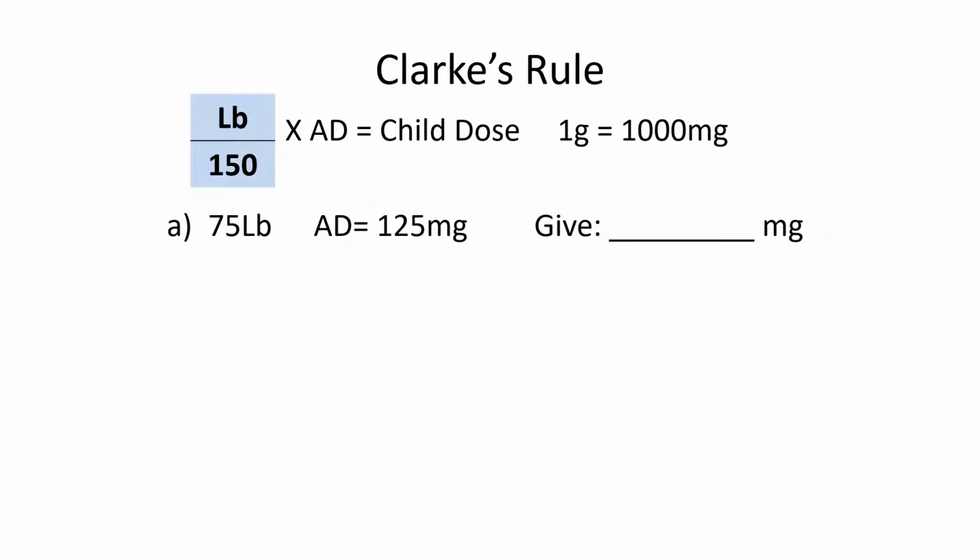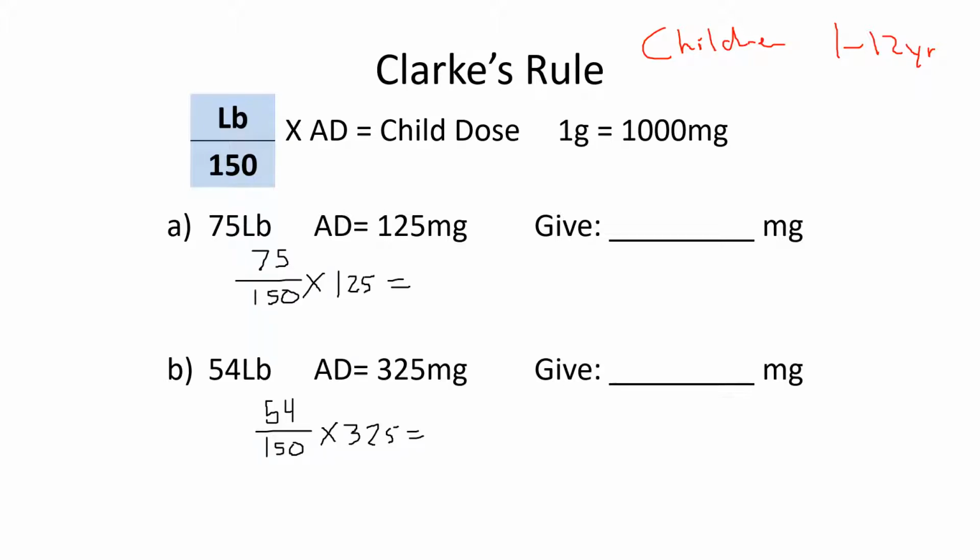Clark's rule is very similar to Fried's rule, but this is for children, about 1 to 12 years. If they hit puberty or have a larger body size, then you can treat them as an adult. Similar, just pounds this time over 150 times the adult dose. So 75 over 150 times the adult dose, 125, and 54 pounds over 150 times 375. So 63 for A, and for B, about 117.